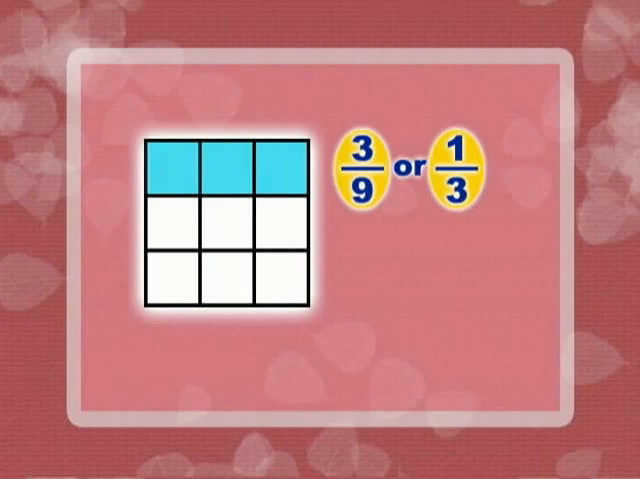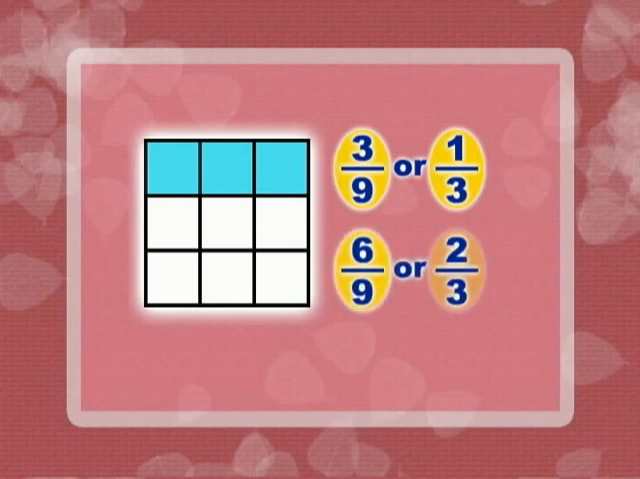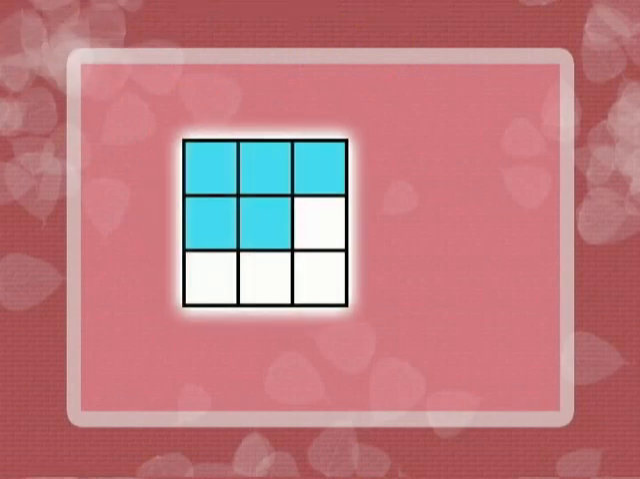Now, looking at the same figure, let's get to know the fraction that represents the part of the unshaded squares. The unshaded squares are 6/9 or 2/3 of the total squares. Now let's look at another fraction. Let's get to know the fraction for the shaded regions.